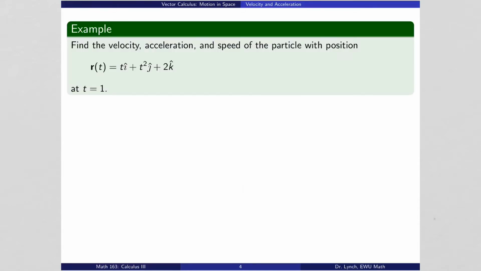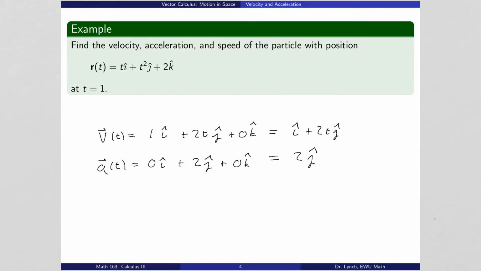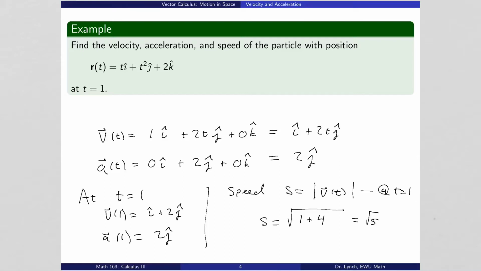So here's an example. Let's find the velocity, acceleration, and speed of a particle with position given by this vector t i hat plus t squared j hat plus 2 k hat, and we'll do this at t equals 1. So here are those velocity and acceleration vectors, the velocity vector i hat plus 2t j hat, and the acceleration vector 2j hat. Now, if we want to know the velocity and acceleration at a particular moment in time, just plug in that moment in time. So here are those velocity and acceleration vectors at t equals 1. And if we want to know the speed, of course, the speed is just the magnitude of the velocity. So in this case, the speed at t equals 1 is the square root of 5.